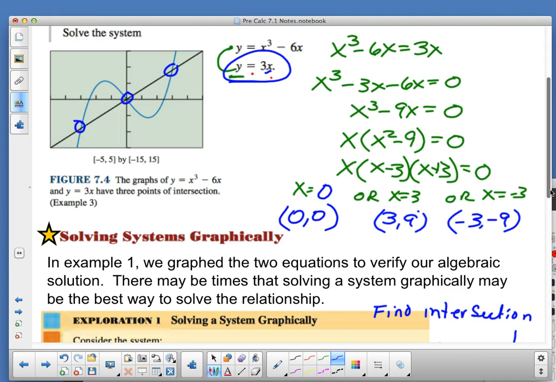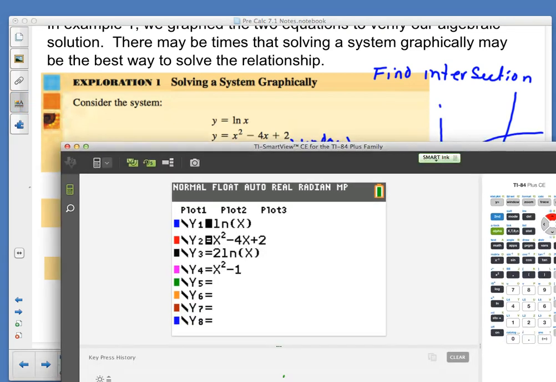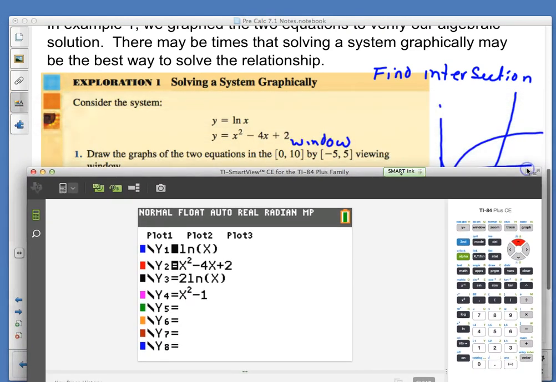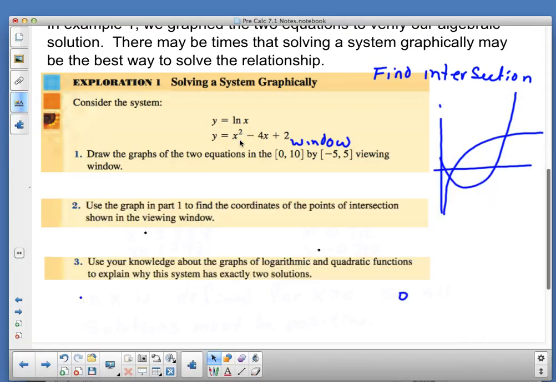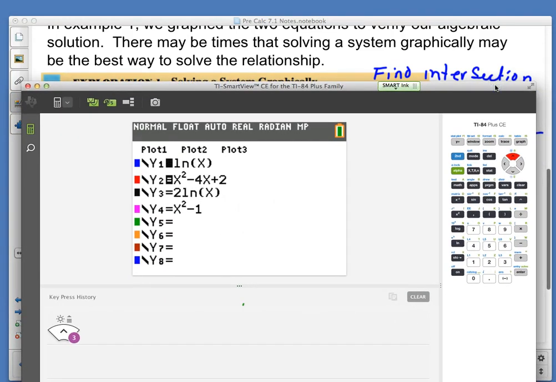Now, systems of equations graphically. This is what this equation looks like. I want to put in the log of x and x squared minus 4x into my calculator. So if you would do that as well, that'd be pretty cool. Go ahead, pop those in.